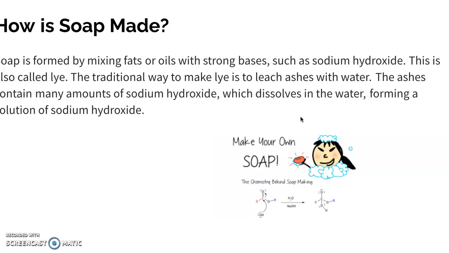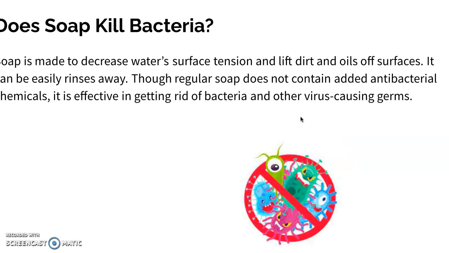How is soap made? Soap is formed by mixing fats or oils with strong bases such as sodium hydroxide. This is also called lye. The traditional way to make lye is to leach ashes with water. The ashes contain large amounts of sodium hydroxide, which dissolves in water, forming a solution of sodium hydroxide.